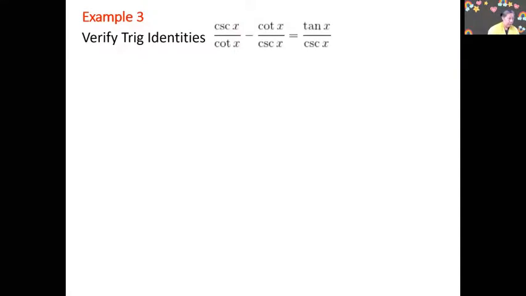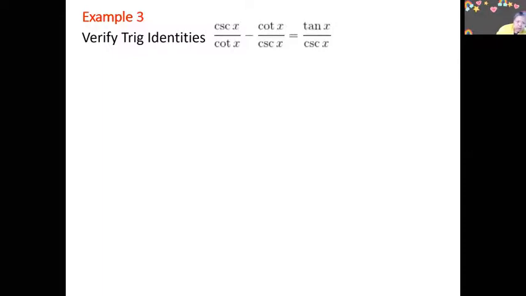Then example number 3, verifying trig identities. Now, left-hand side, right-hand side, we have to pick. The left-hand side is where there's room for us to simplify, so probably we will go with that one, right? Okay.